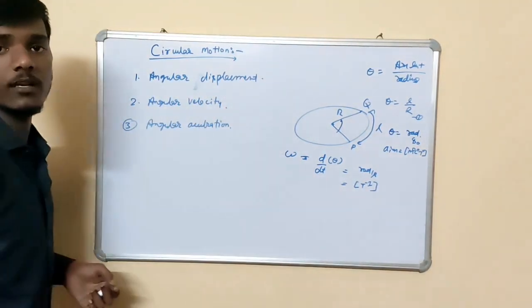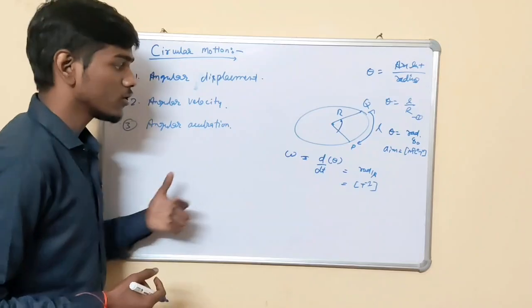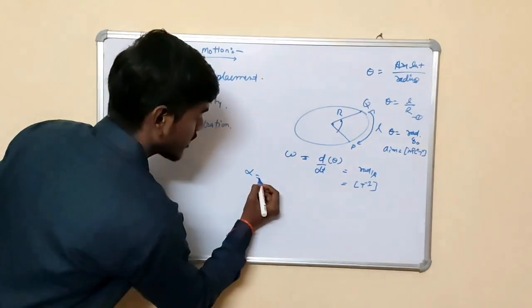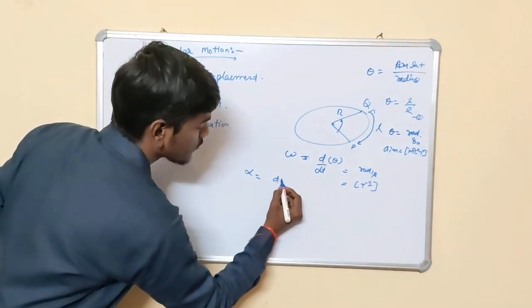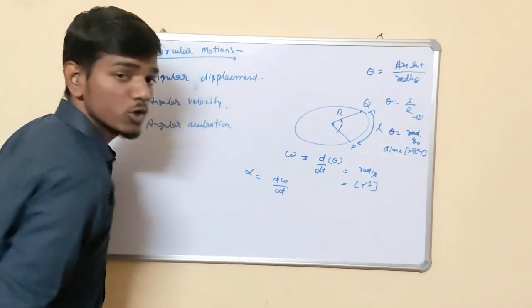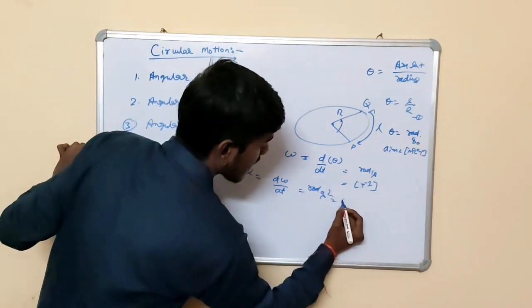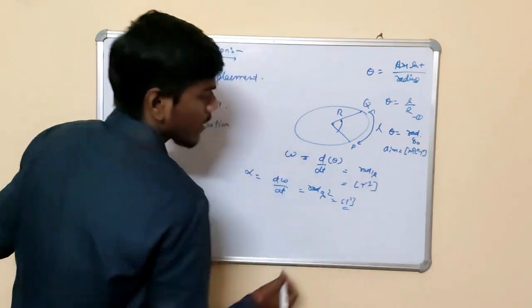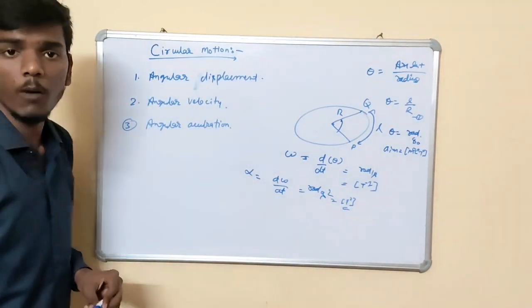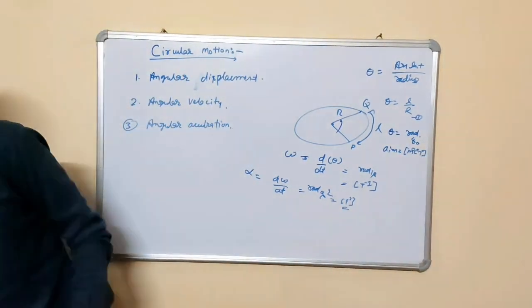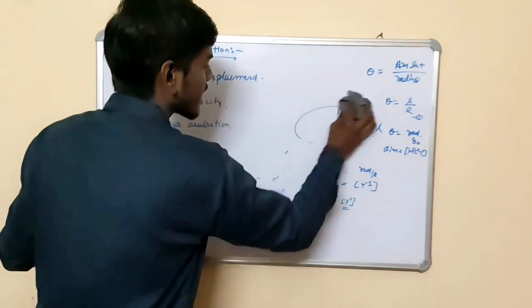Now let's come to angular acceleration. What is angular acceleration? We denote angular acceleration by alpha. Alpha is the rate of change of angular velocity. So its unit will be radian per second square, and its dimension will be T to the power -2. This is some general information about angular displacement, angular velocity, and angular acceleration. So let's move to the next point.